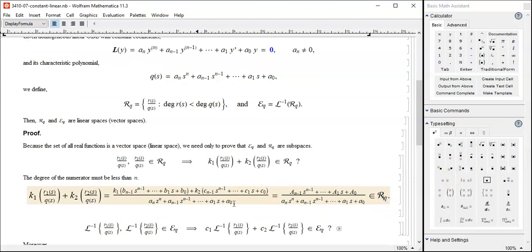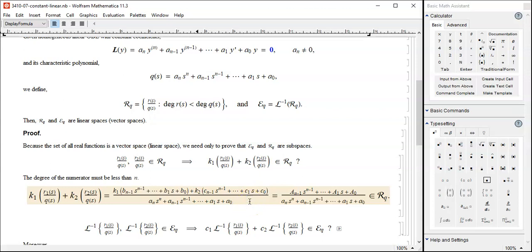Well, here we go. k1 times r1 over Q plus k2 times r2 over Q. You can rewrite those as, Q is the characteristic polynomial, so it goes down here like this, and it is a polynomial of degree n. And the numerator r1 is a polynomial of degree at most n minus 1. If the leading coefficient b_{n-1} is 0, then this one drops out, and then it may go down further into smaller degree, but in any case, it's not going to exceed n minus 1. Same goes over here as well, at most degree n minus 1.